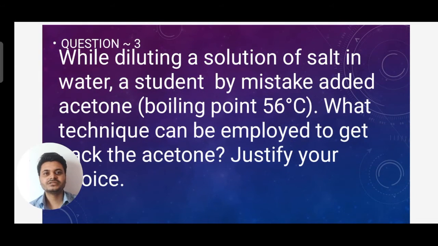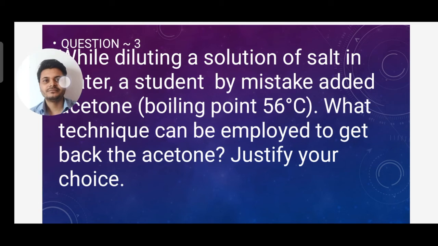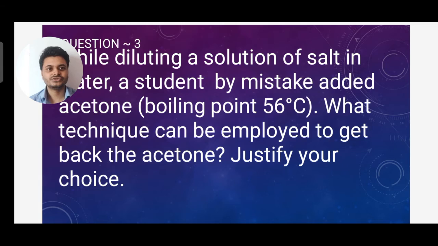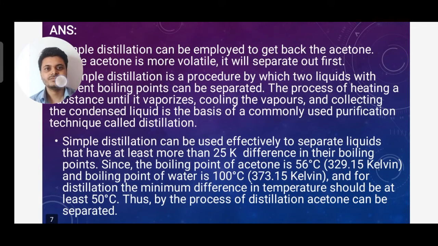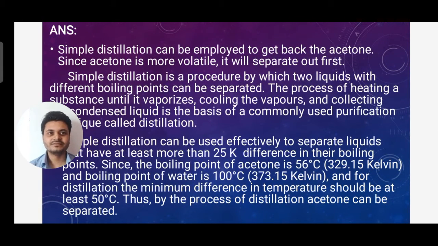Third question: while diluting a solution of salt in water, a student by mistake added acetone, which has a boiling point of 56 degrees Celsius. Then what technique can be employed to get back the acetone? Justify your choice. Simple distillation can be employed to get back the acetone. Since acetone is more volatile, it will separate out first. Simple distillation is a procedure by which two liquids with different boiling points can be separated.